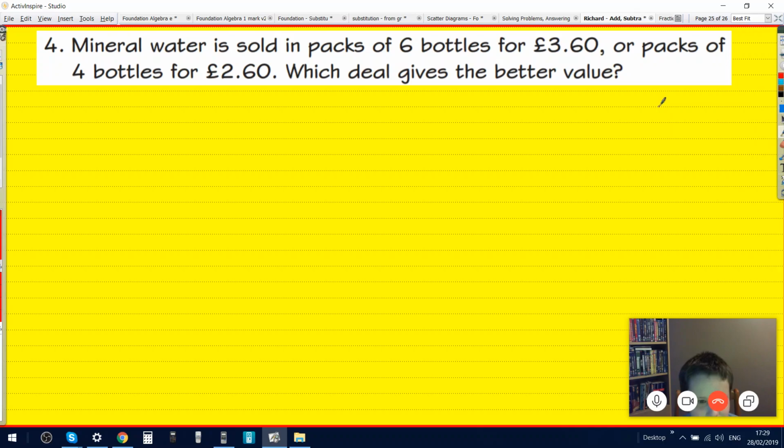Okay, let's try this. Mineral water is sold in packs of 6 bottles for £3.60 or packs of 4 bottles for £2.60. Which deal gives the better value? So we've read it, and now we need to underline the most important bits of information, which are the numbers and the main question.